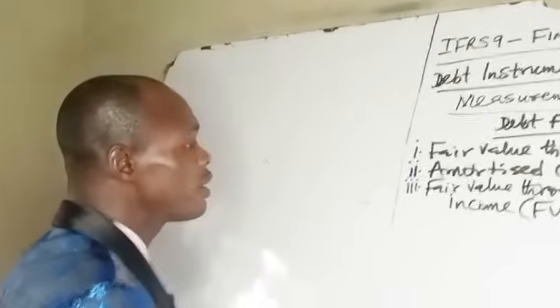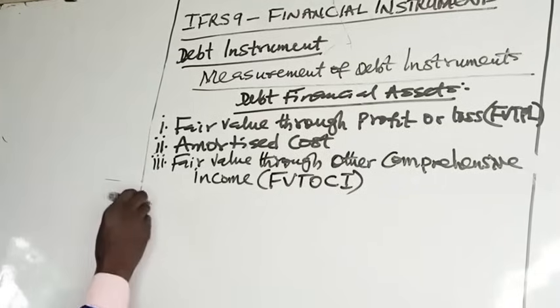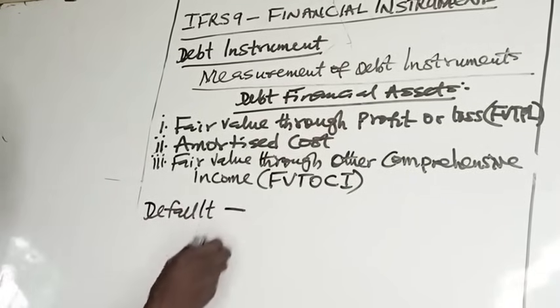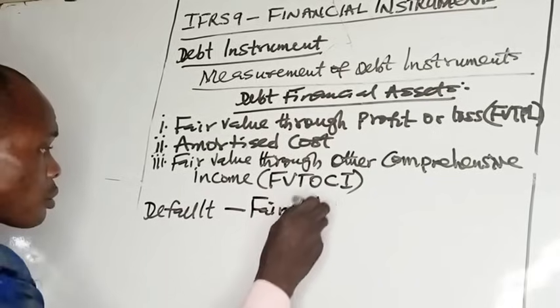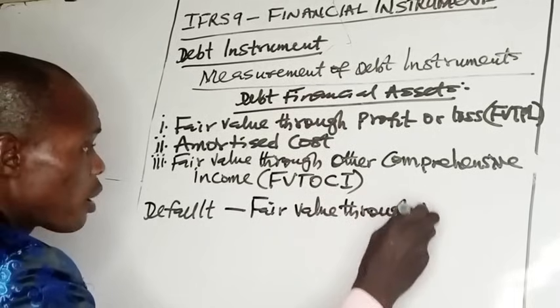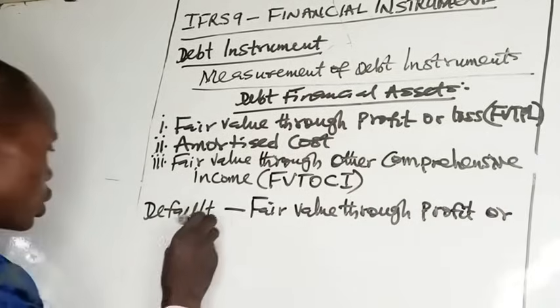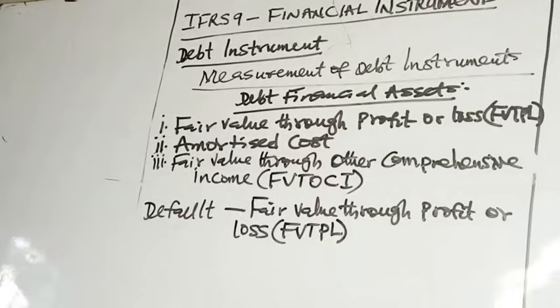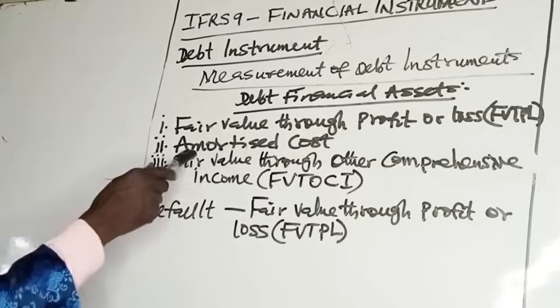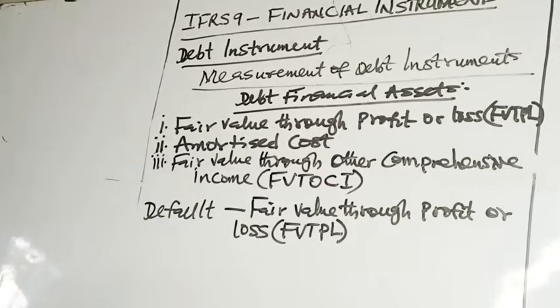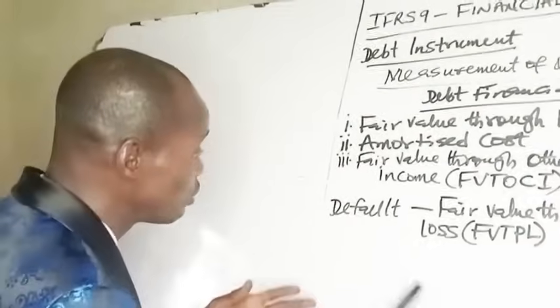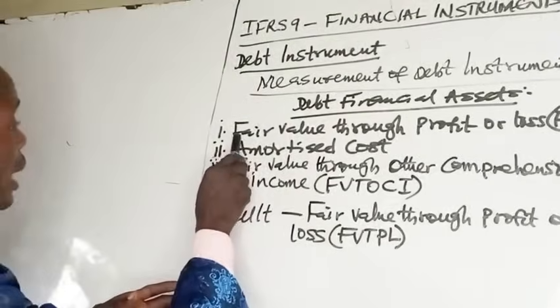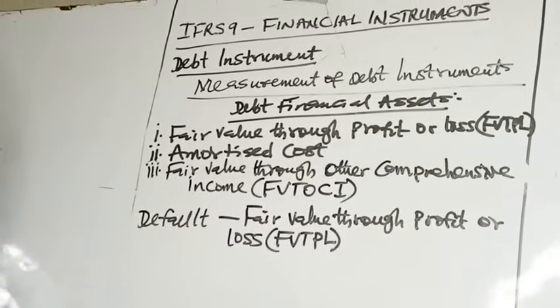Just like the equity financial assets I examined in my earlier video, the default remains the same. The default is fair value through profit or loss. This means if the examiner is silent, if you are not being told whether the investment is to be classified as fair value through other comprehensive income, or if they did not meet the conditions, or the business model test, or contractual cash flow characteristic test, which I'm about to examine, then you should know that the investment will be classified as fair value through profit or loss. So that is how it always is.